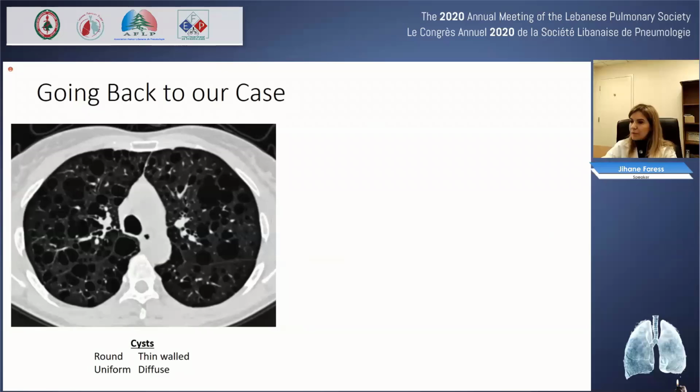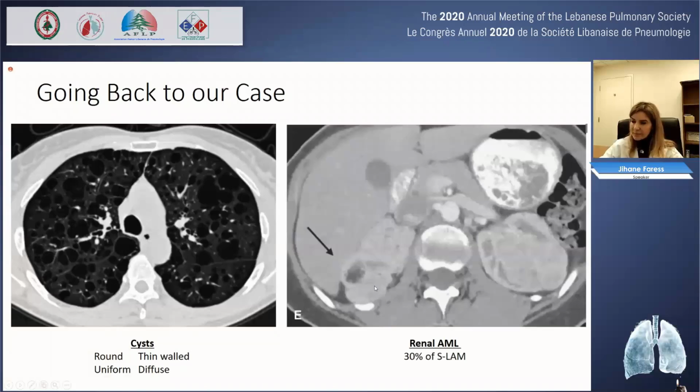So for example, if we go back to our case, this is the lady, she has a lot of cysts. This is pretty advanced LAM. They're round, they're thin-walled, they're uniform, and they are diffuse. Before proceeding to a biopsy, we would have maybe ordered an abdominal CT to look for angiomyolipoma or a VEGF-D level, but at the time, VEGF-D was not even in the criteria. So luckily for us, she ended up actually having an angiomyolipoma on her kidney, and with the new guideline, this would have been enough to say this lady has a sporadic form of LAM.